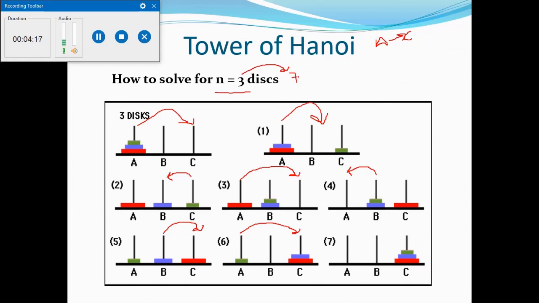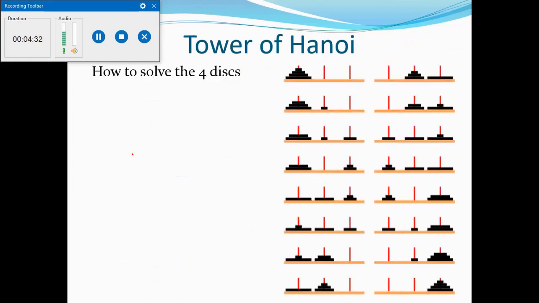Also, we can consider A as the source, B as the auxiliary, and C as the destination, just as a naming convention for the pegs. It could be A, B, C, or source, auxiliary and destination. Now we will try to solve n equals 4. In this diagram it is very clear how we are solving. The total number of movements required would be 15.